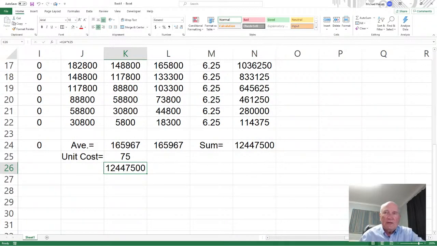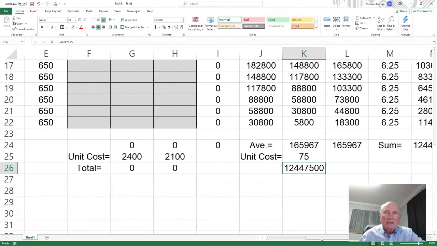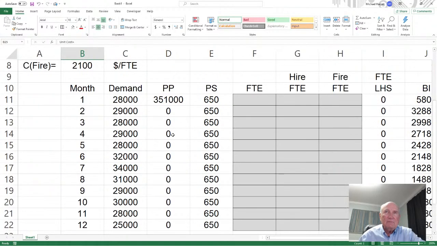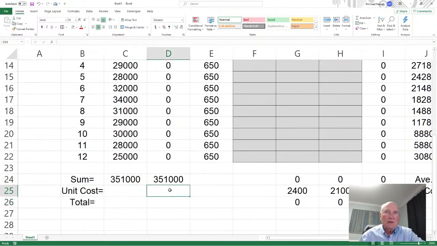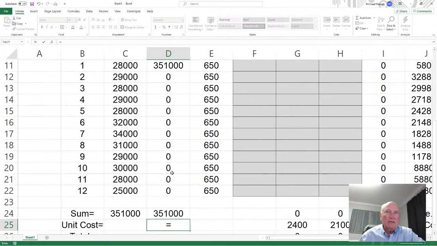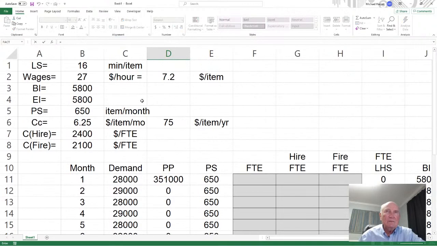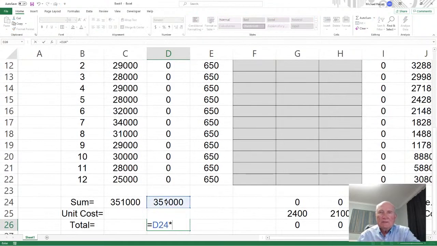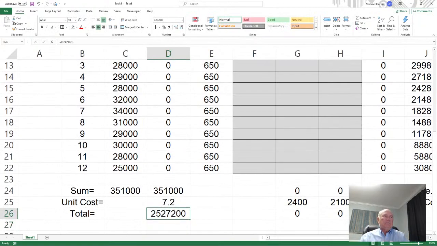There's only one more thing I need to do, and that is get my labor costs. My unit cost of labor here is going to equal, what is it per item per month? The dollars per item is going to be 7.2. So this will be equal to this times 7.2. I need my labor cost because that's going to be in there too.